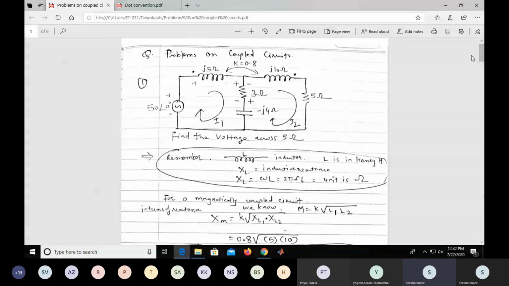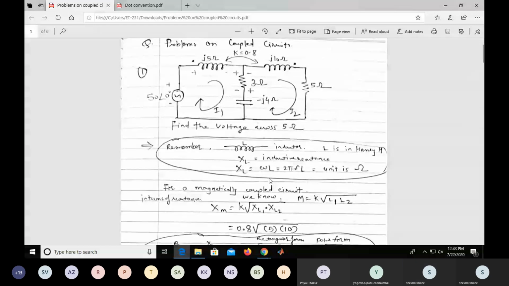See here, all of you know this. You can see this circle. This is just for your information. Consider this is a coil or inductor. L is the inductance, which is in Henry, and XL is the inductive reactance, whose value is omega L, that is 2 pi FL, and its unit is ohm. So we will use all the quantities in ohm. So here J5 ohm, J10 ohm, these are all inductive reactances given.